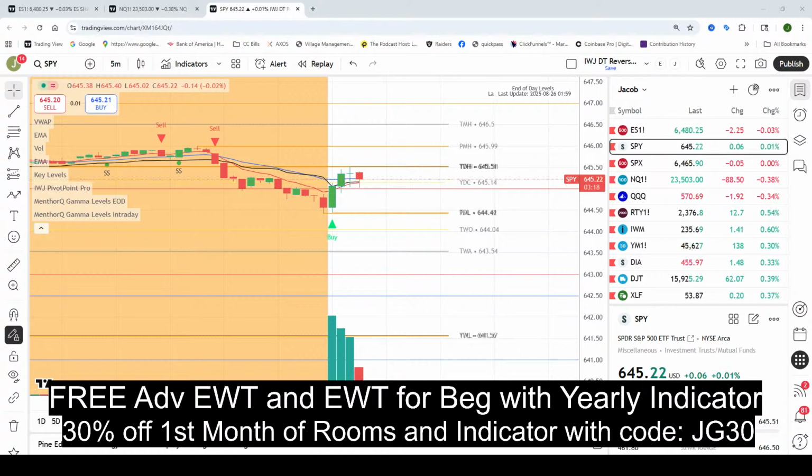Nvidia pulling back a little, yeah, pretty common heading into earnings to see, especially after the run-up Nvidia's had over the last few days, to see a little bit of selling into earnings.